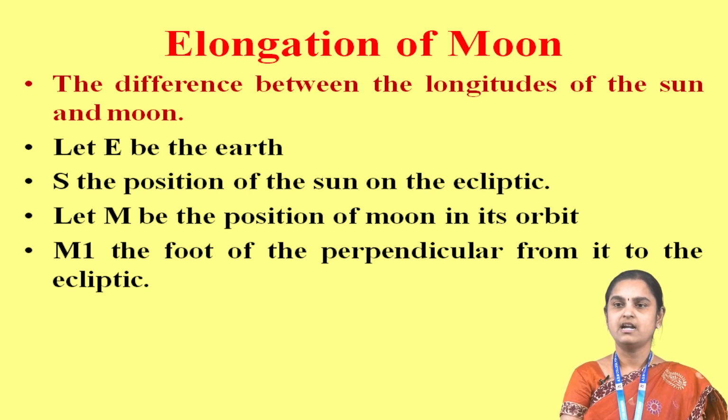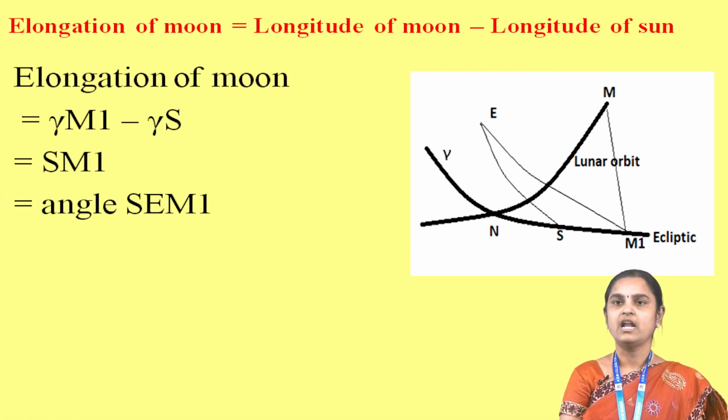Let E be the Earth and S be the position of the sun on the ecliptic. Let M be the position of the moon in its orbit. And M1 is the foot of the perpendicular from M onto the ecliptic. So M1 is the foot of the perpendicular. So we can prove that elongation of the moon equals longitude of the moon minus longitude of the sun. In the diagram we can see gamma, that is the position of Aries, and M1 is the position of the moon, that is projected from M.